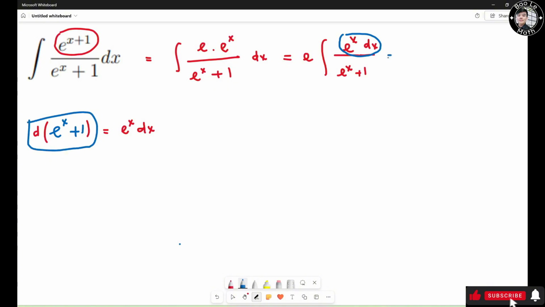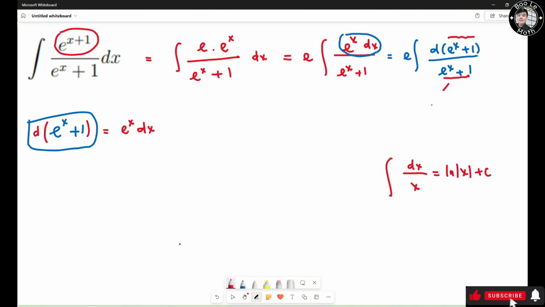Alright, so this guy turns out to be e times the antiderivative of d(e^s + 1) over (e^s + 1), right? Now you have the formula: the antiderivative of ds over s is going to be the natural log of the absolute value of s plus c, right? Now look at this one right here. This guy and this guy, they're both the same, so you can apply this formula.